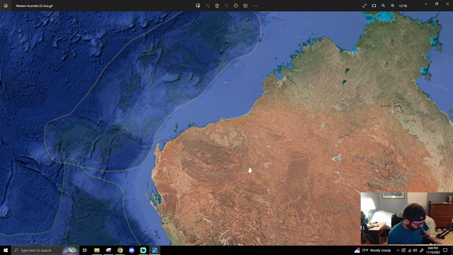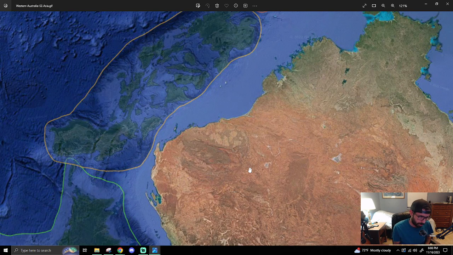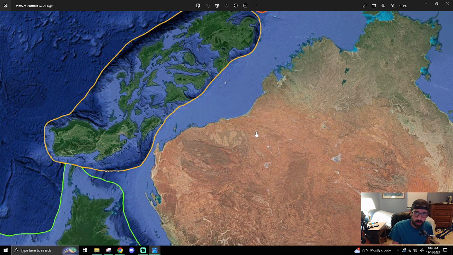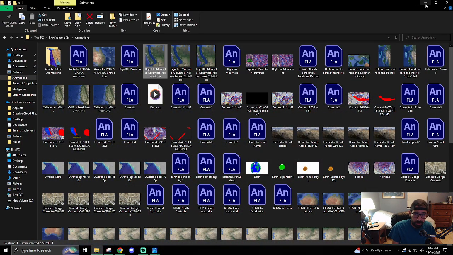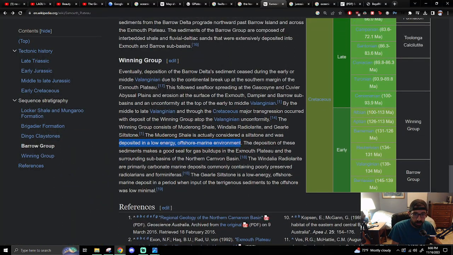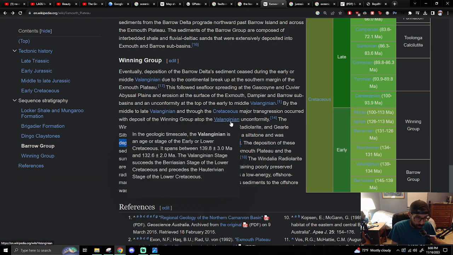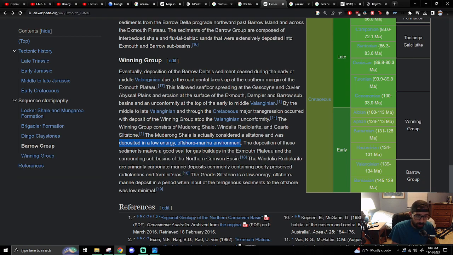So the Winning Group was in a low energy environment. That's really the key. And then that's this oceanic plateau. It doesn't have any other layers, because the Philippines moved away enough so that the deposition was more balanced out, and basically the flows were more involved in just oceanic crust happening and not involved.